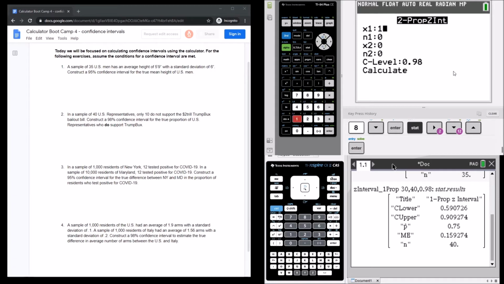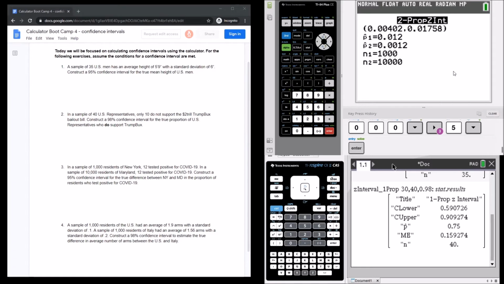So we have 12 successes out of 1,000 in New York. We have 12 successes out of 10,000 in Maryland, and our confidence level is going to be 95%, which was given in the problem. So let's calculate this. Okay, and this gives us an interval from 0.00402 to 0.01758. We're going to interpret that in just a minute.